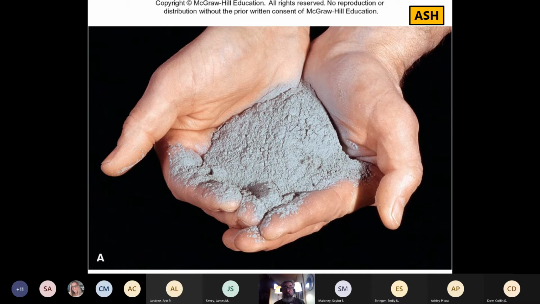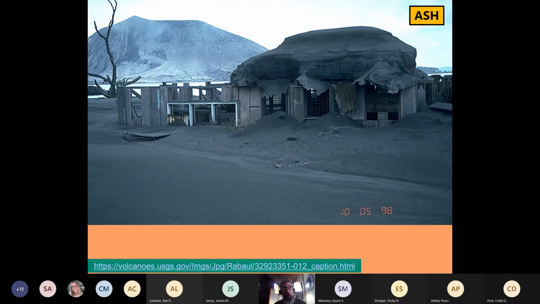Because it is solid, it's really just tiny bits of rock. It's an eye irritant. It's a lung irritant. It can cover people's crops. It can mess up their water supply. It can affect visibility when you're driving. All these things. Worse though, the biggest hazard from ash is structural collapse.